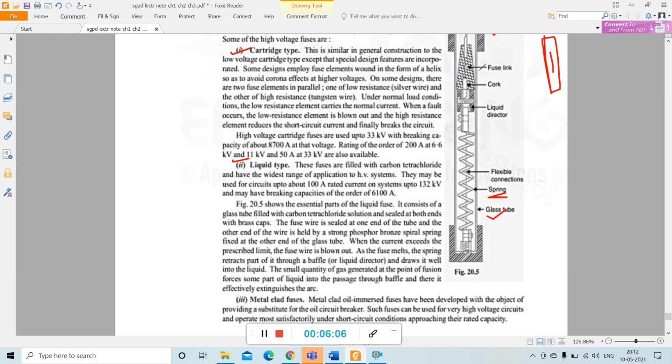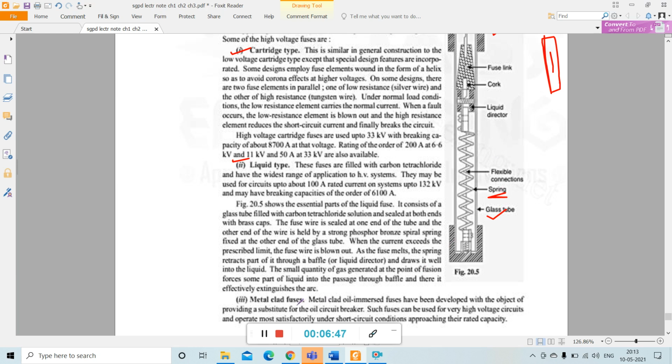So when there is the blowing of the fuse element, there is a formation of a small quantity of gas. This gas produces some force, and due to this force, liquid from this area passes through this director to this area. Once this liquid comes to this area, it helps in quenching the arc and then finally extinguishes the arc. So this is the operation of the liquid type of high voltage fuse.